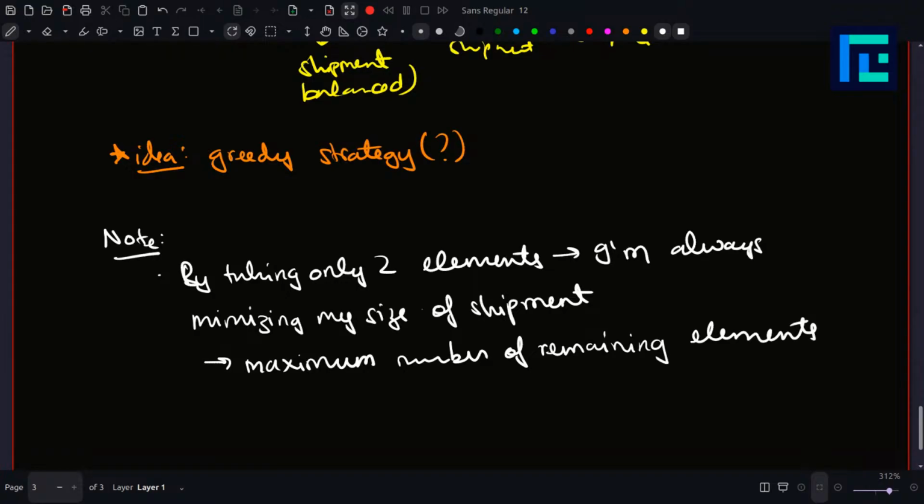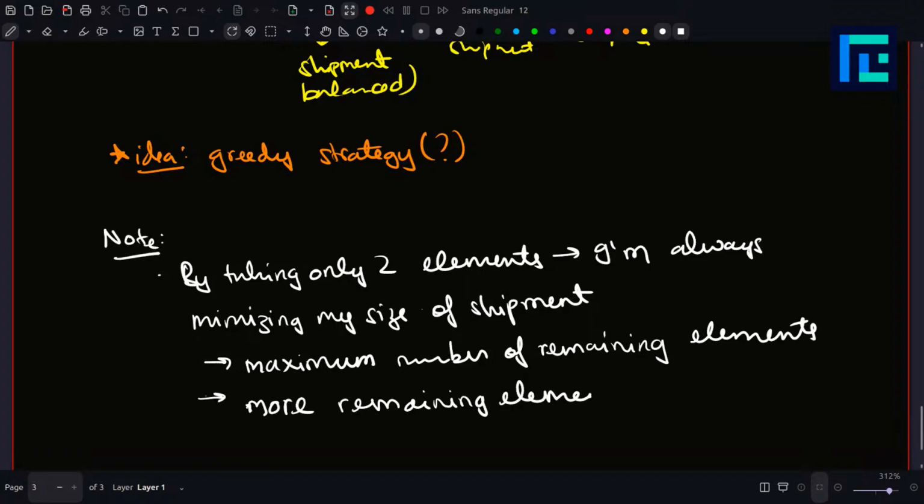And then when you have the maximum number of remaining elements, you want to maximize the number of shipments, right? So if you have more elements, obviously it will be better to maximize the shipments. The number will not decrease, it will only get better. So more remaining elements means we could possibly make more shipments. So this is the intuition for why the greedy should be correct.